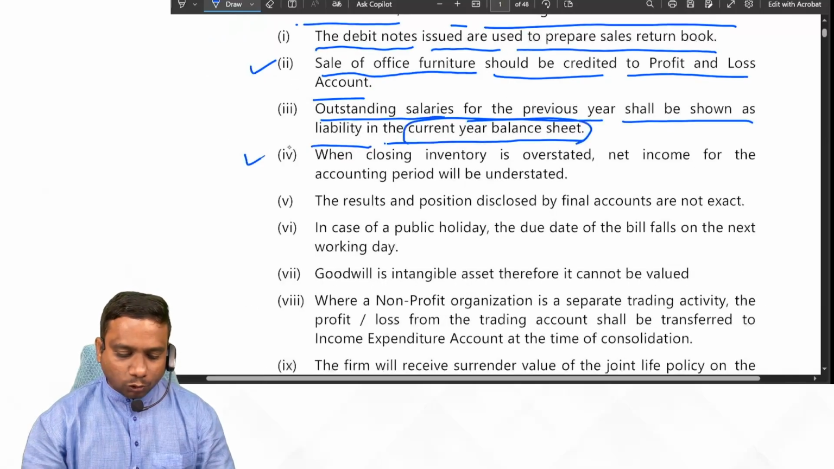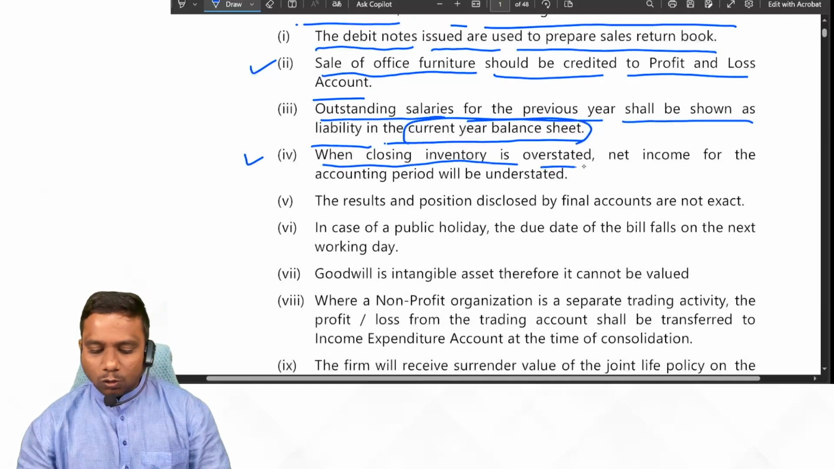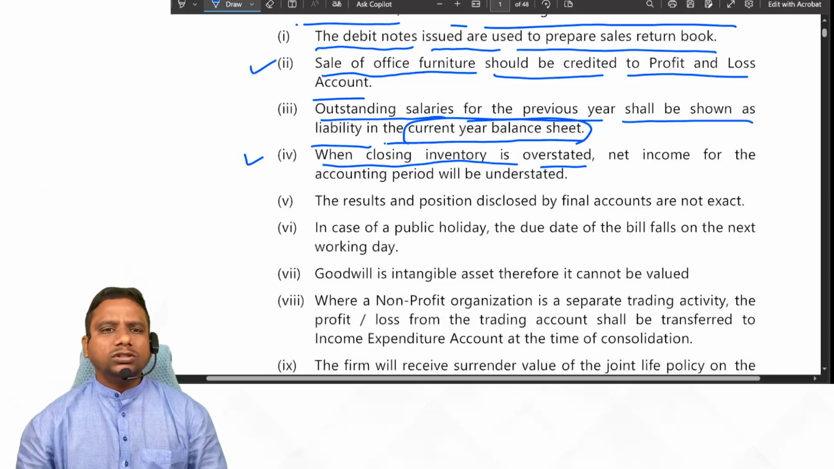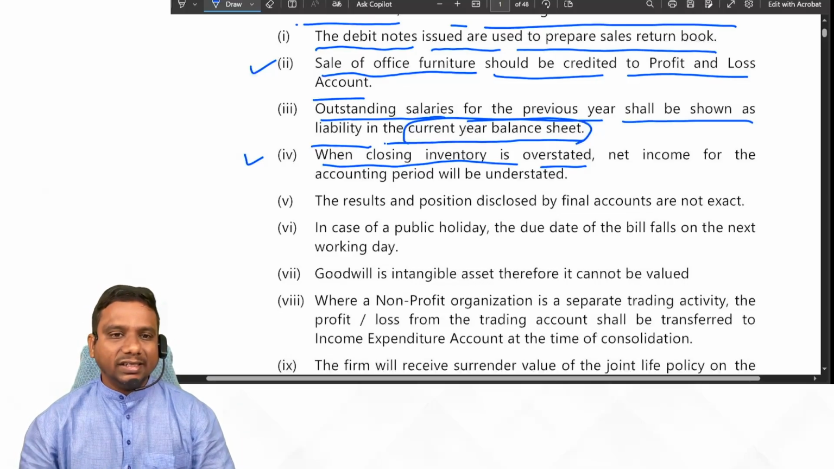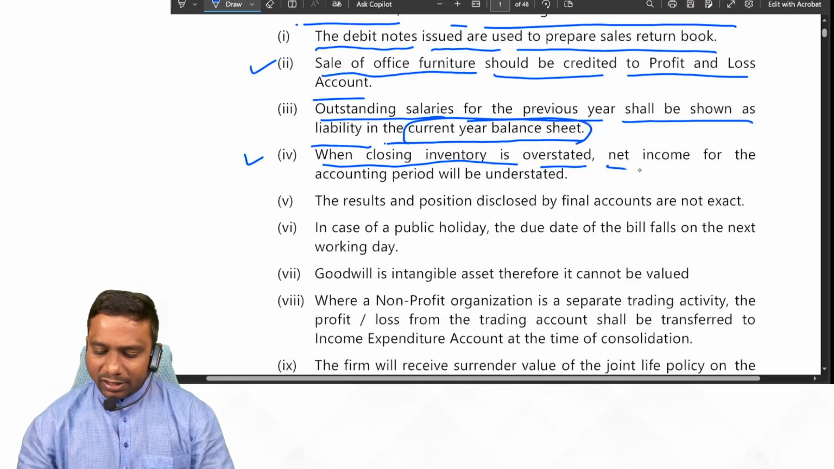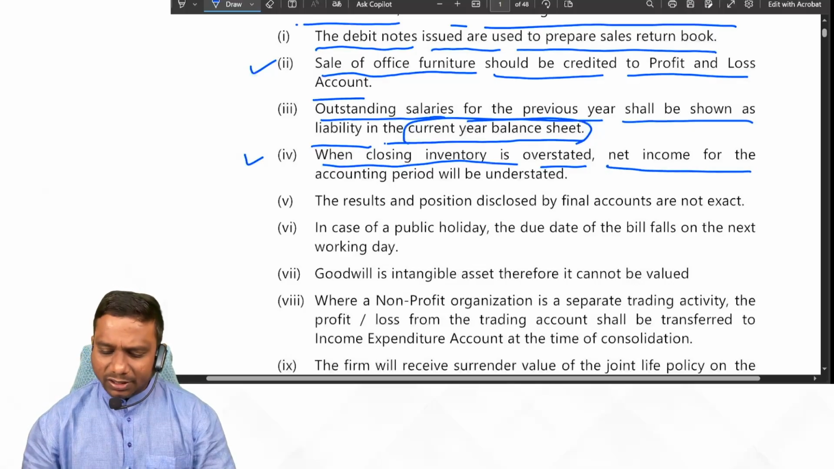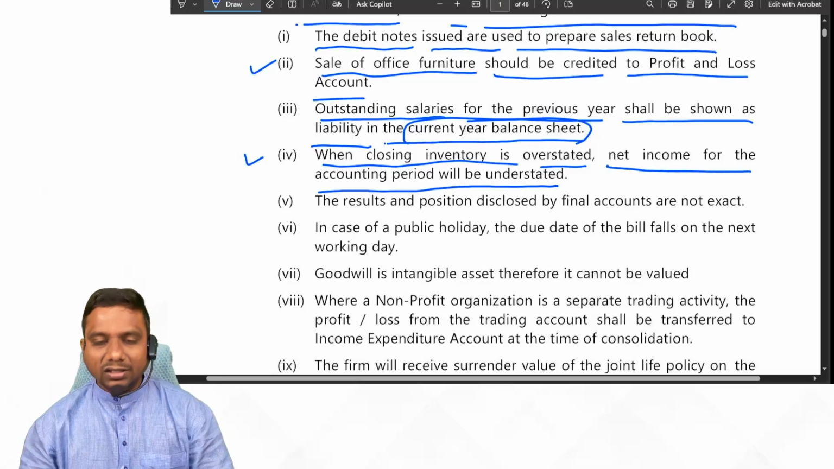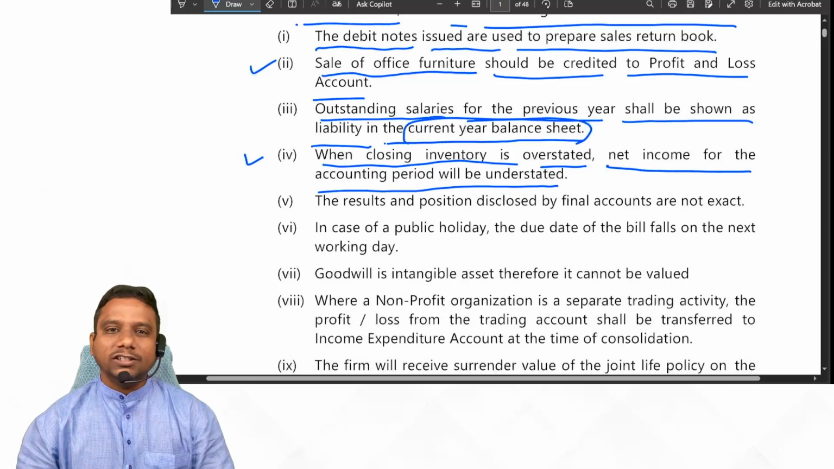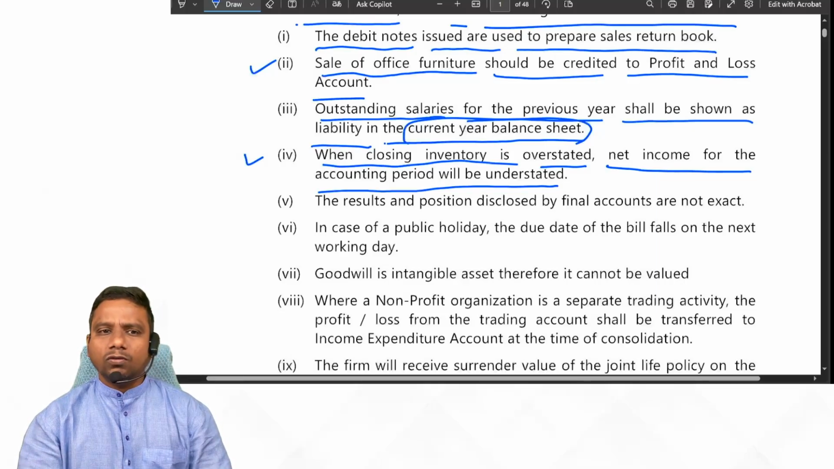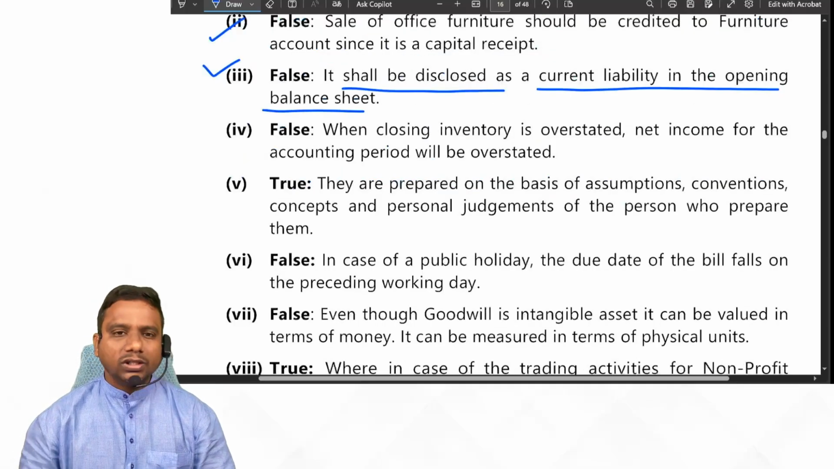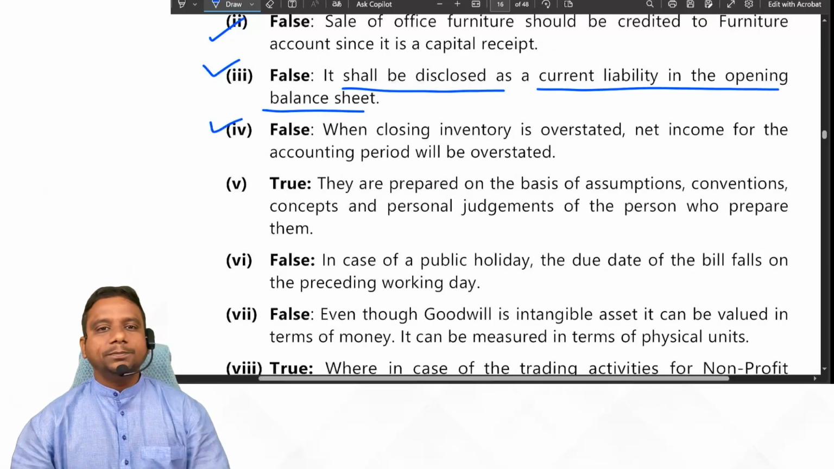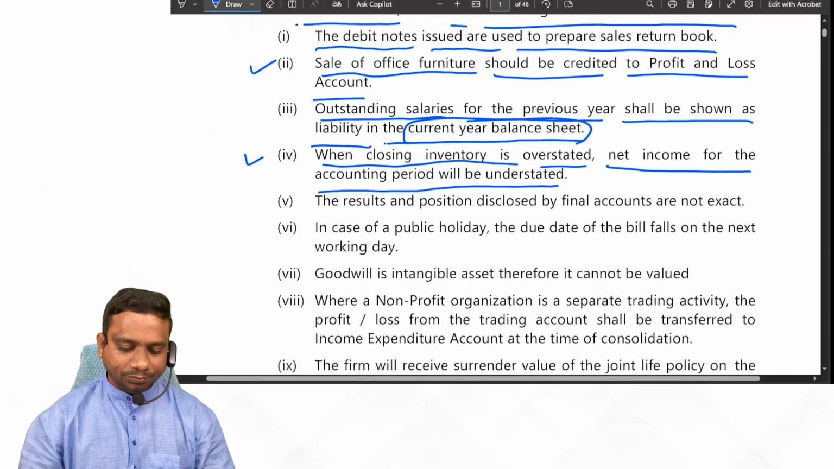Next one, fourth one. When closing inventory is overstated. Normally, when the closing inventory is overstated, automatically our gross profit increases. Yes or no, students? Net income also increases. The statement says net income for the accounting period will be understated. So the given statement is false. If closing inventory is overstated, automatically gross profit is overstated. At the same time, net profit is also overstated. So the given statement is false. Observe carefully. Fourth one. Next one.